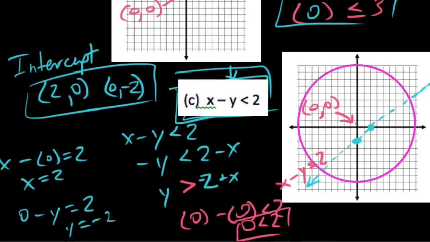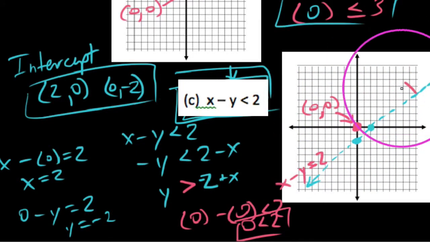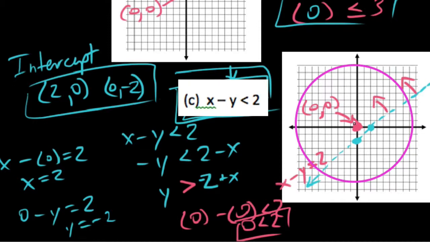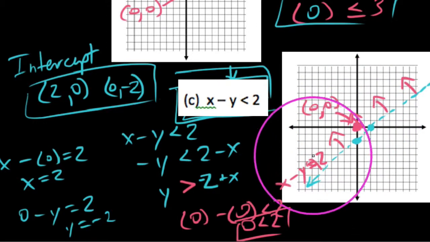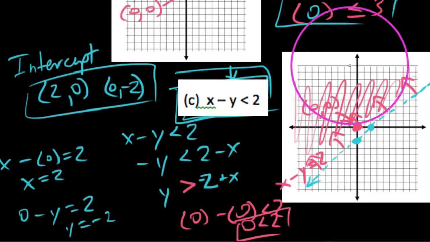And since this is true, I would shade 0, 0. But also, since I would shade 0, 0, I would shade anything that happens to lie on this side of my boundary line. So we would shade this entire half plane here. So that's how you would graph inequalities in general.